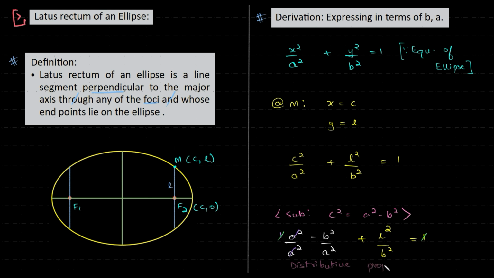Distributive property. So c squared I'm substituting as a squared minus b squared, and a squared by a squared minus b squared by a squared. So things will get cancelled and so on and so forth. And 1 will cancel at both ends. We have 1.